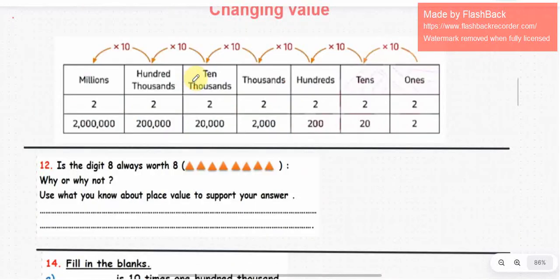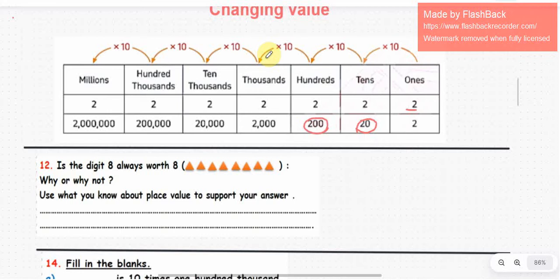Let's move to lesson number 3, changing value. What's the meaning of changing value? Changing value means if I have a number like 2 under ones, the value of the 2 will be 2. But if I jump to the next place, tens, the value of the 2 will be 2? No, of course, it will be 20. If I jump to the hundreds, the value of the 2 will be 200.